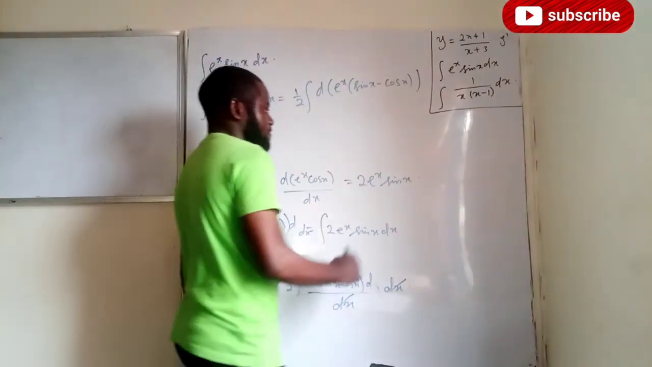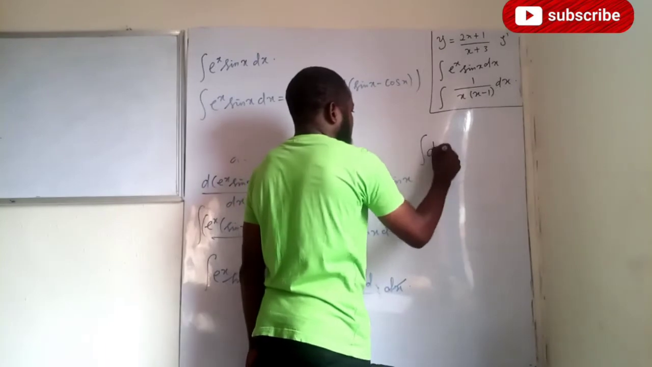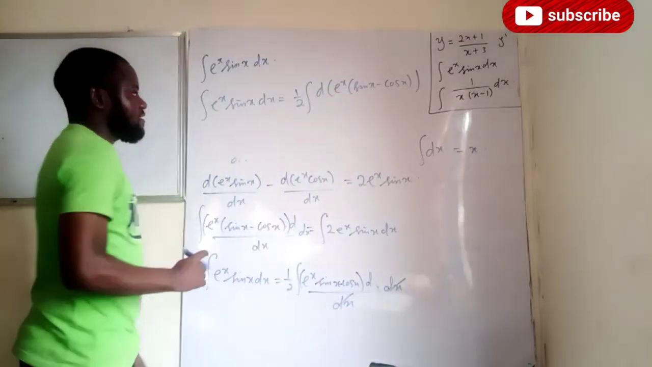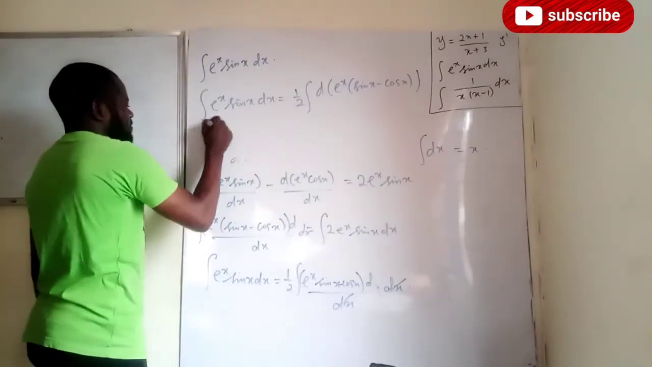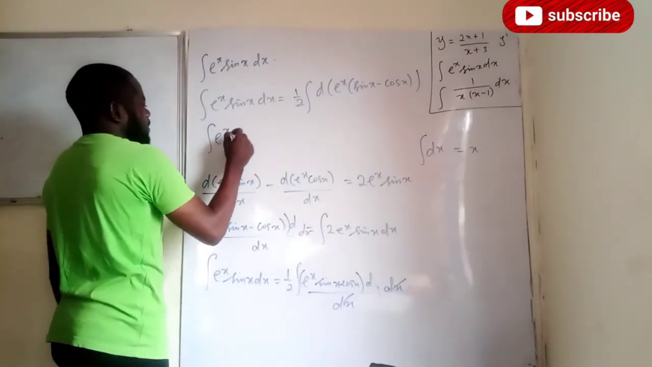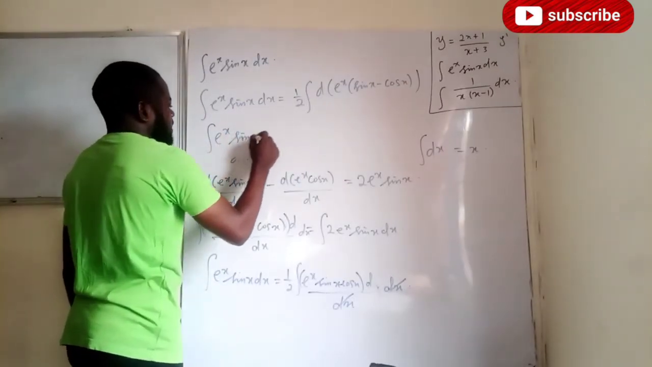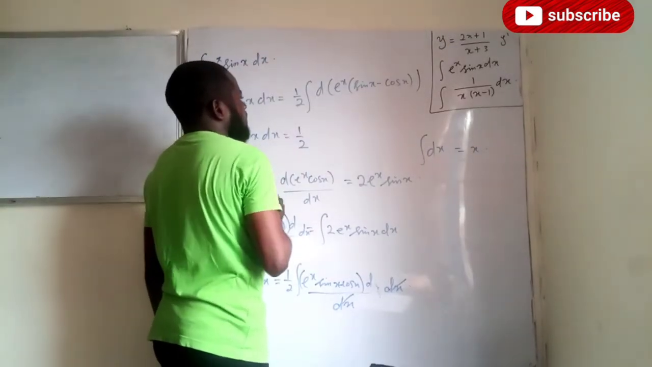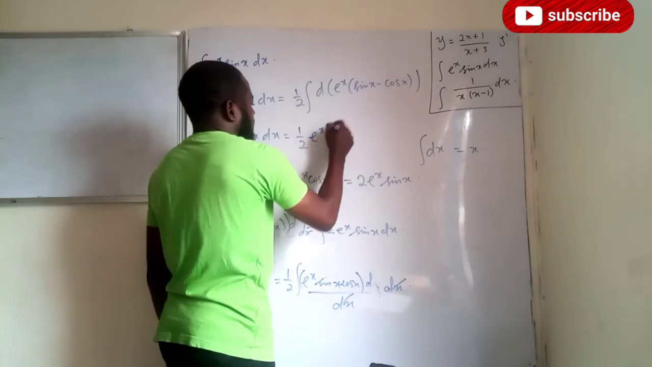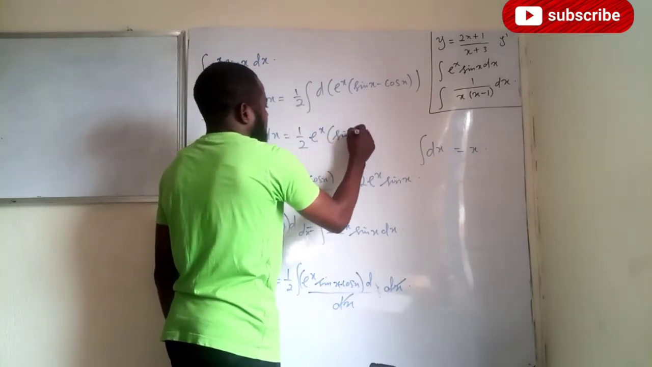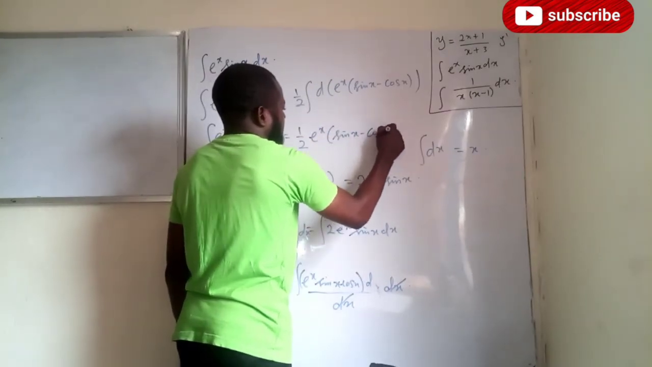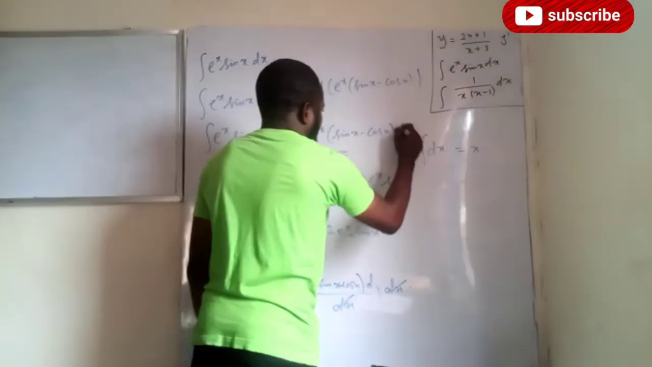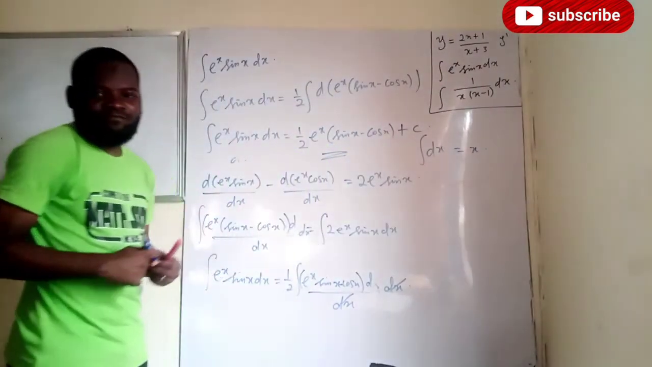So let me quickly make a remark. If I have the integral of dx, my result is what? x, isn't it? So the same thing goes to this. The integral of e to power of x sine of x dx will therefore become 1 over 2 e to power of x times sine x minus cos x. And this will be our result. Don't forget to put plus c.